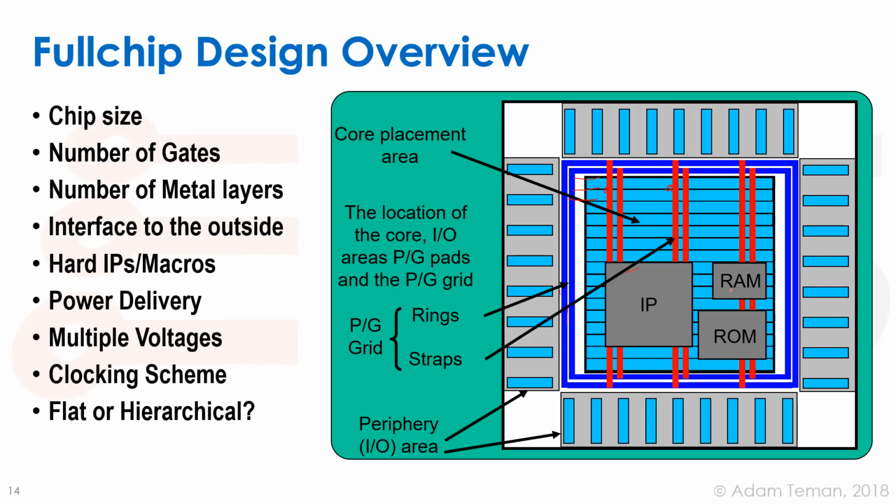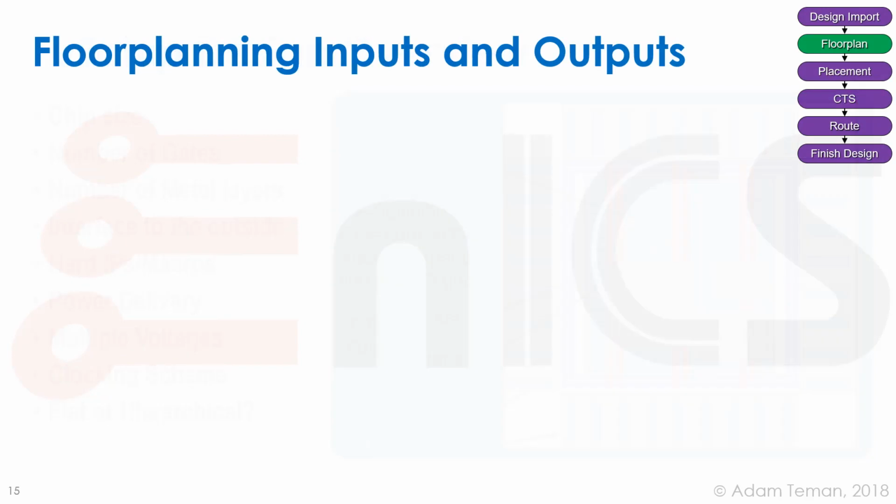So when we talk about the floor plan, we have to take into account the chip size, the number of gates, the number of metal layers, the interface to the outside, the hard IPs and the macros, the power delivery, if we have multiple voltages, how we're going to clock the thing, and do we implement our chip in a flat or a hierarchical fashion. And we'll discuss all of this in the coming slides.